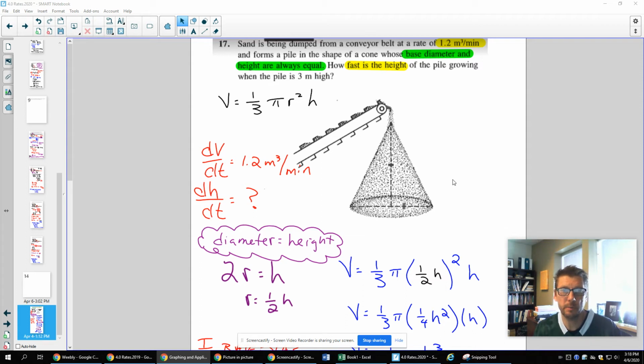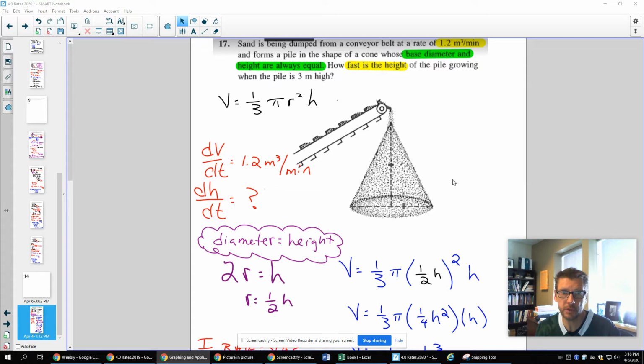Hey everyone, thought we'd maybe try and do a textbook question. I know that number 17 maybe wasn't on our list, but it's actually a pretty nice question. So you get the sand dumped on a conveyor belt at a rate of 1.2 cubic meters per minute.